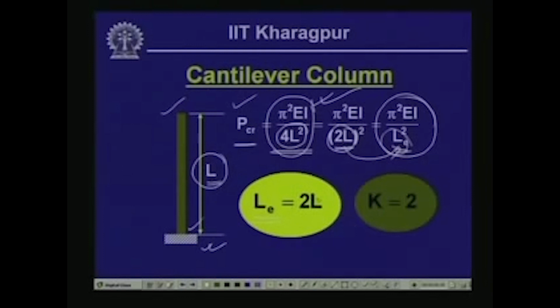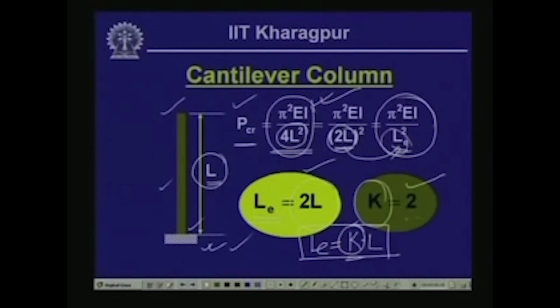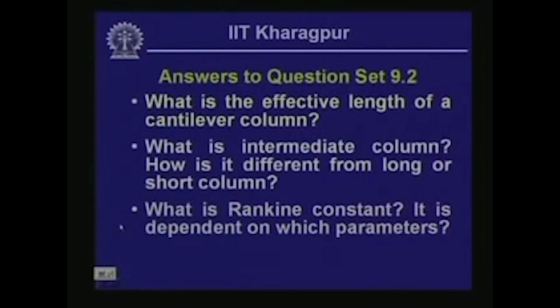So, effective length L_E is equal to twice the actual length, and as we have seen, for different support conditions the coefficient of L varies, and we have designated that as K. L effective is equal to K times L, and this parameter K changes with the support conditions. For the cantilever case the value of K is equal to 2. So, the effective length for a cantilever column is twice the actual length, and the effective length coefficient K is equal to 2. So, this is the answer for the first question.